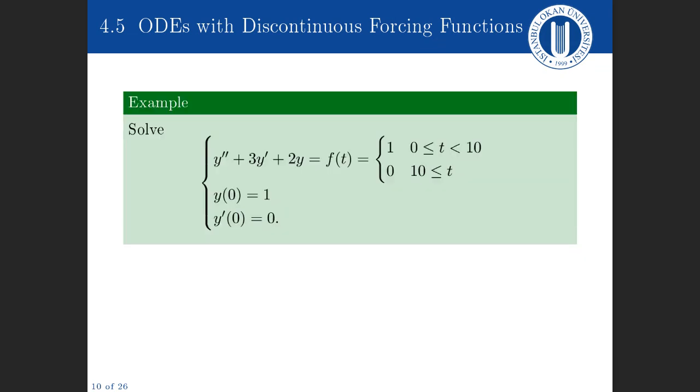Let's do another one. Another differential equation with a discontinuous forcing function. y double prime plus 3y prime plus 2y equals f, and now our forcing function is 1 if t is between 0 and 10, and 0 if t is bigger than 10. We're going to use the initial conditions y of 0 is 1, y prime of 0 is equal to 0.